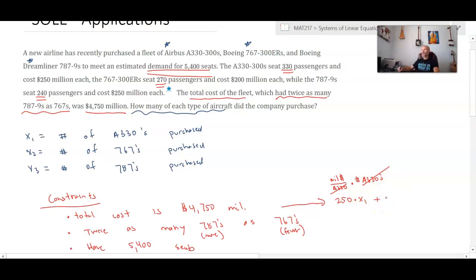Similar process for the other guys. This will be 200 million per 767 multiplied by the number of those 767s, plus finally the 787 cost, which is 250 million, times how many of those there are, and we know that total cost should be 4,750.